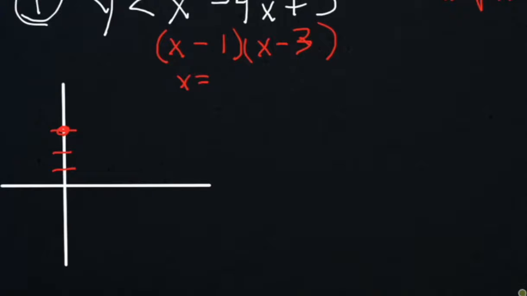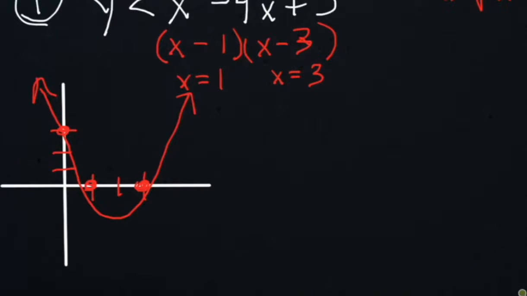So when I set them equal to 0 and solve, I get x equals 1, x equals 3. So I have a root at 1 and a root at 3. Does this inequality symbol have a line underneath? No. So let's draw it dashed.